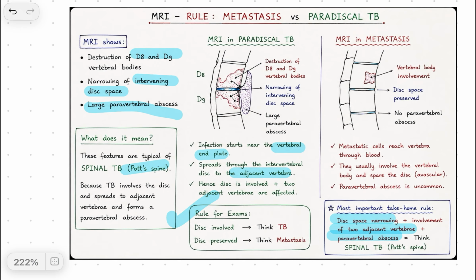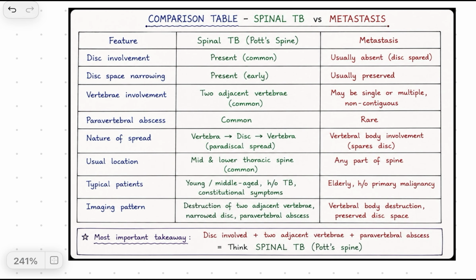So, your go to option here is tuberculosis. Whenever the disc is preserved, you may think of these other options. Compare this spinal TB and metastasis. So, as I've said, in spinal TB, disc involvement is present, and in metastasis, it is usually absent. Disc space narrowing is present in spinal TB and it is usually preserved in metastasis.